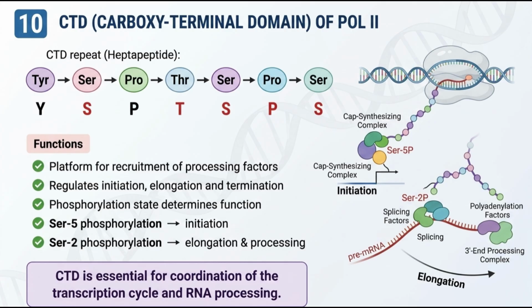Phosphorylation of specific serine residues determines the stage of transcription. Serine 5 phosphorylation is associated with initiation, whereas serine 2 phosphorylation is associated with productive elongation. Thus, CTD phosphorylation coordinates the entire transcription cycle.